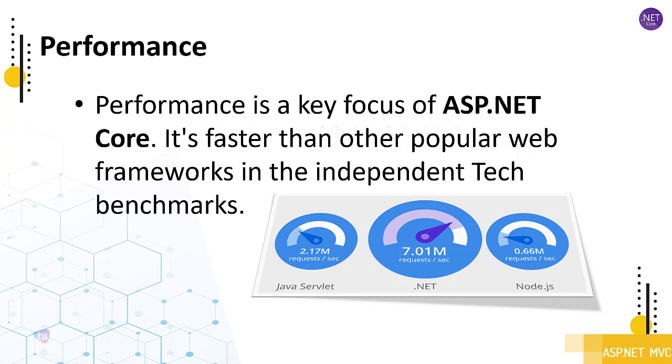Let's see Java servlets and Node.js, how they perform in requests per second, and how .NET Core is focusing on the performance, how it is handling the requests per second. It is accepting around 7 million. So that's why this is very popular.